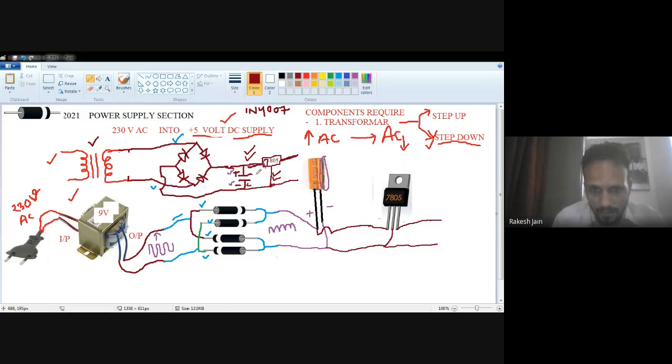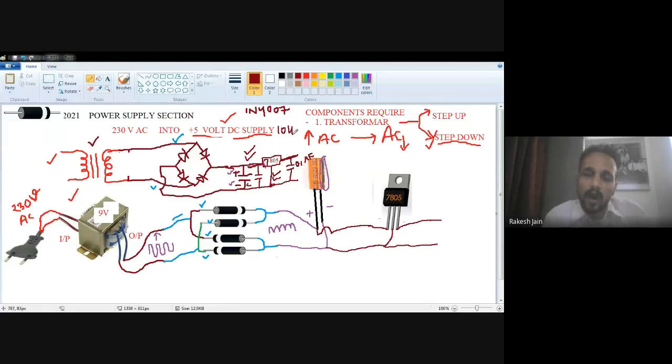The non-electrolytic capacitors are small size, 0.1 microfarad. Two capacitors are connected, one between the first pin of the voltage regulator IC and ground, and one between the third pin and ground, with the second terminal of both capacitors connected to ground. Which capacitor do we connect? 0.1 microfarad. How do you understand that it is 0.1 microfarad? Those capacitors on which 104 is written are 0.1 microfarad capacitors.